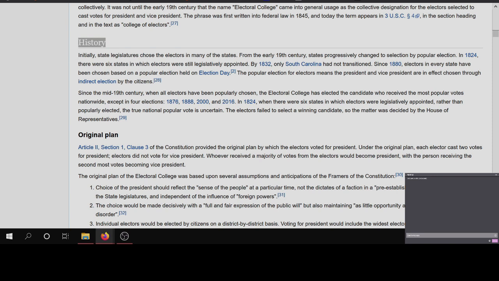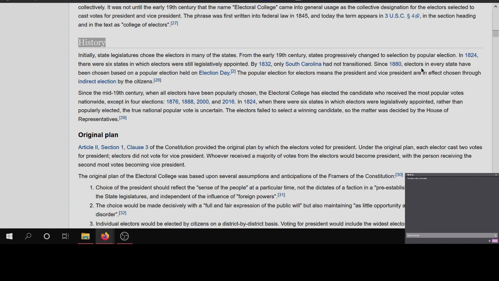Okay, oh, you want again? By 1832, only South Carolina had not transitioned. Shouldn't it be haven't transitioned? But oh well, I still have trouble with English grammar.